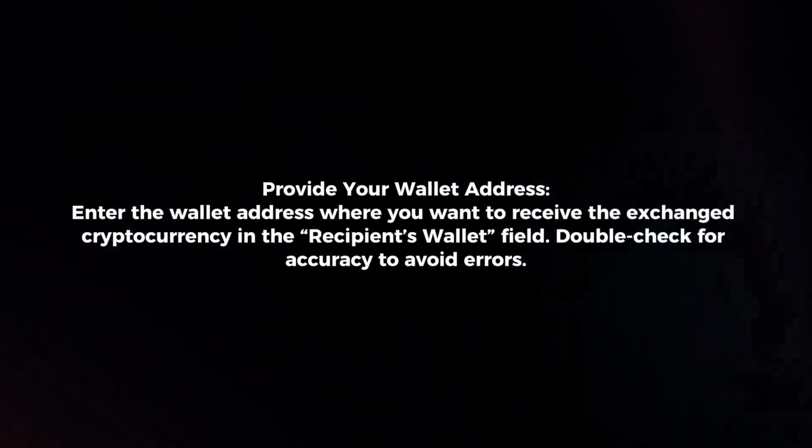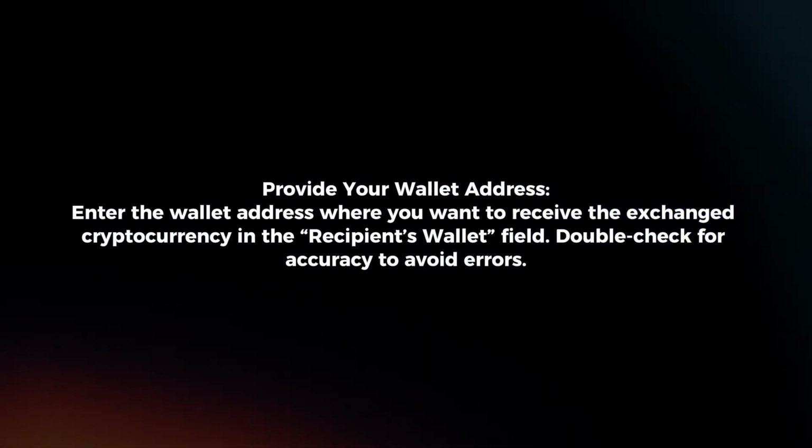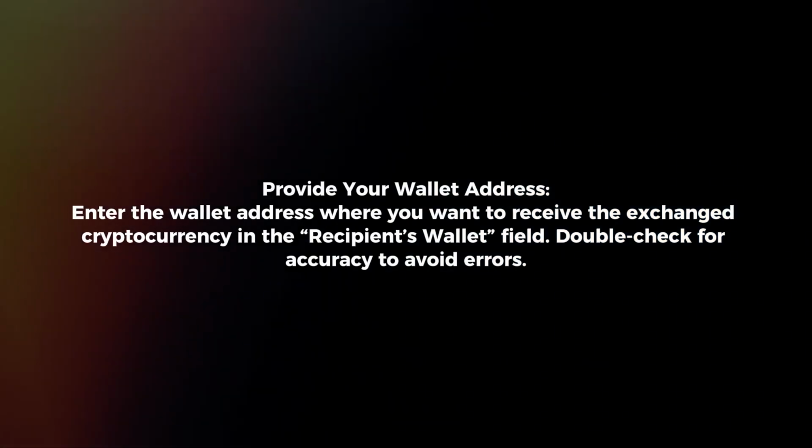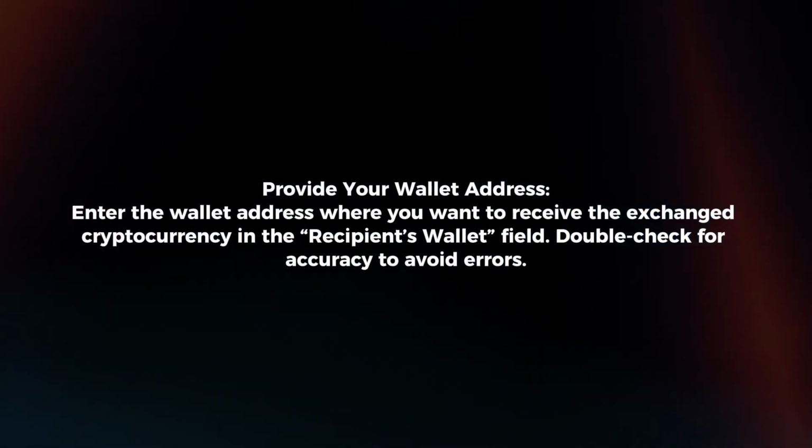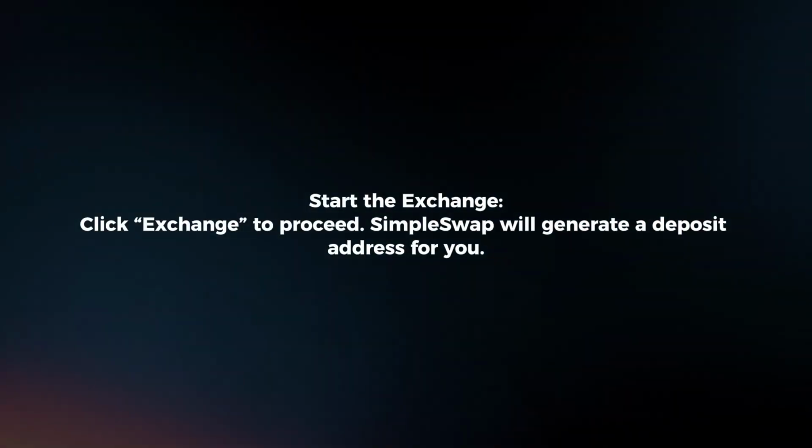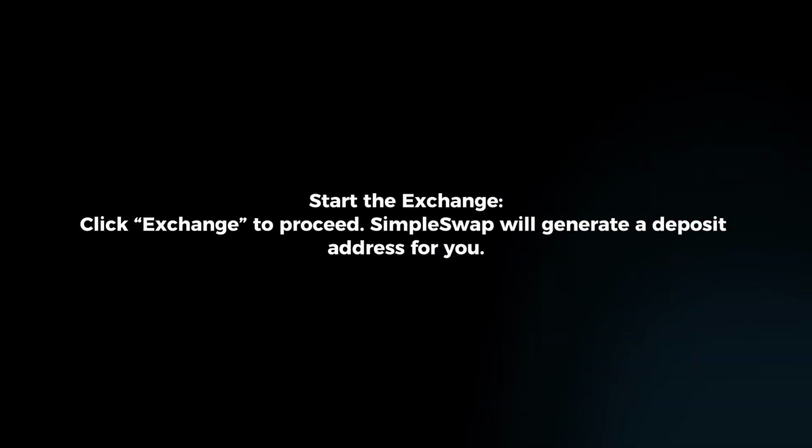Provide your wallet address. Enter the wallet address where you want to receive the exchanged cryptocurrency in the recipient's wallet field. Double check for accuracy to avoid errors. Start the exchange. Click Exchange to proceed. SimpleSwap will generate a deposit address for you.